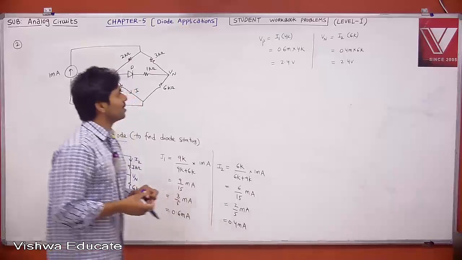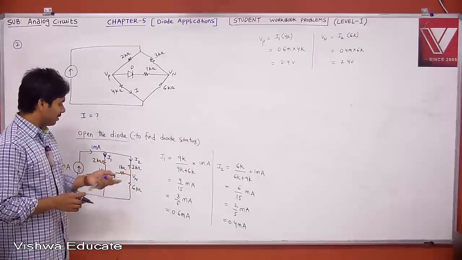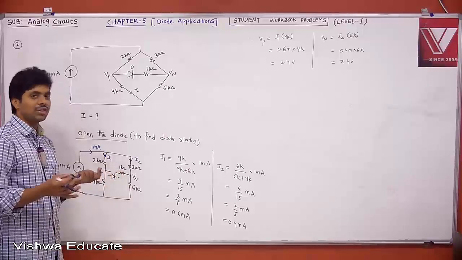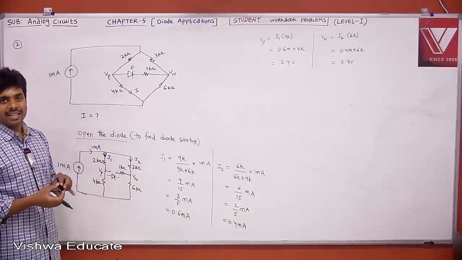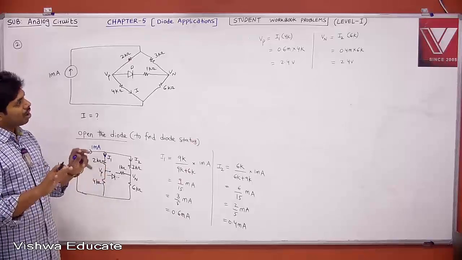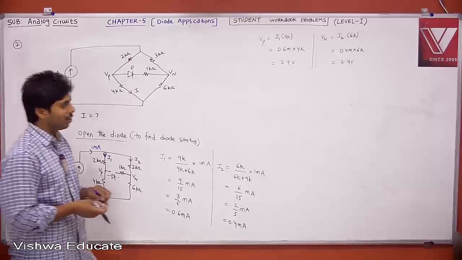What does it mean? Your VP is equal to VN. VP equal to VN means the voltage drop across the PN junction diode is 0. At least we need 0.7, then only your PN junction diode will be on. Now what we got to know is the voltage across the open terminals.